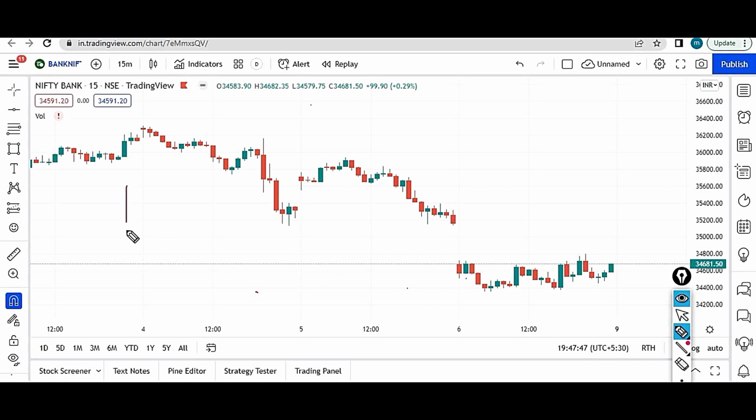For example, if this is the mother candle or prior bar, you can call it mother candle or master candle or prior bar, there are different names for that. Inside, another small candle will be formed. This is the mother candle, this is the small candle. So the small candle should be inside this master candle. This is the inside bar.